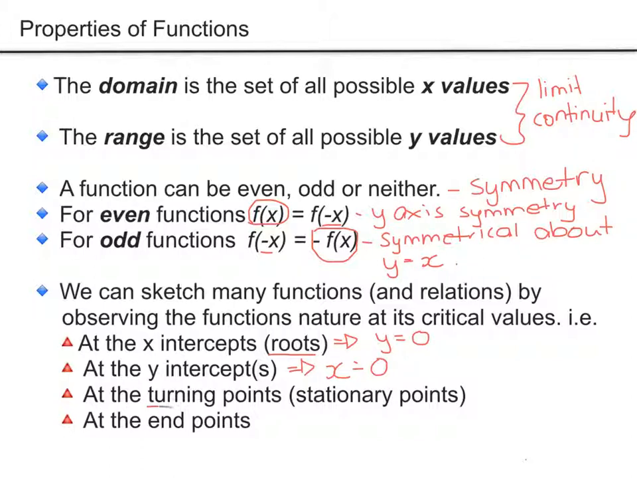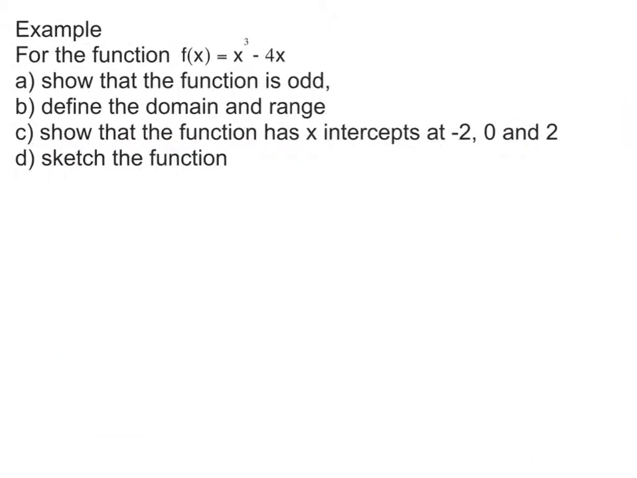We can find any turning points of our equation, and we know that these are commonly referred to as stationary points. And then by observing what happens at the end points of our graph, so as x is heading to negative infinity and as x is heading to positive infinity. Finally, let's have a look at an example of how all of this fits together.